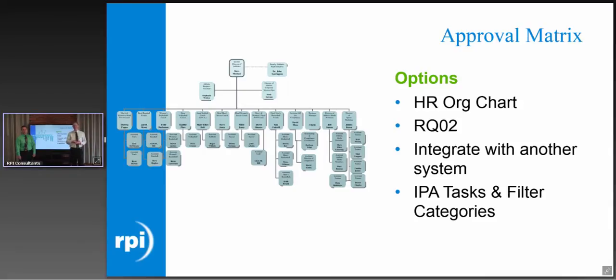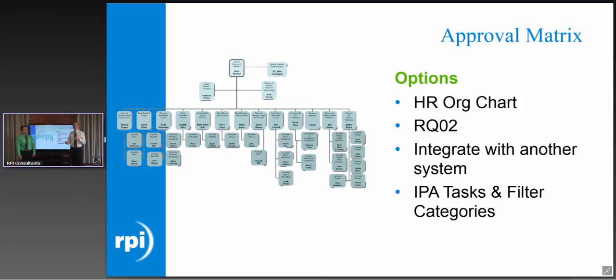Well, some organizations might want to use the HR org chart. IPA makes it real easy to do that. There's a node, an HCM user action node, that lets you do that. So if you're using Lawson HR and you can take advantage of the org chart, that makes it pretty easy to do right within the flow.